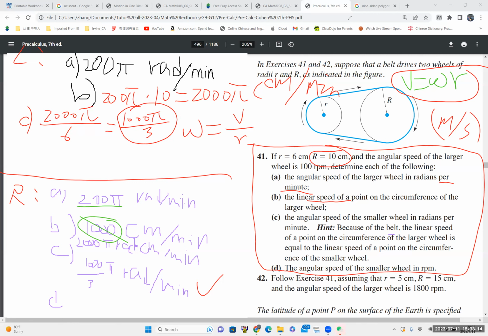Then part D, the angular speed of this monowheel. Keep going, finish part D. Then you are all done.